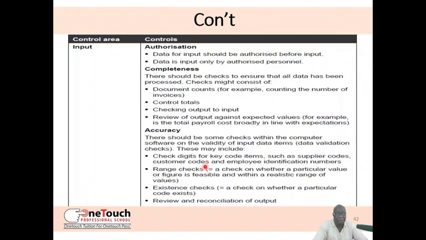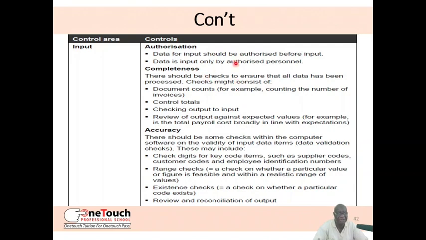Now, control areas as far as the application is concerned. Inputs. There should be proper authorization for what? All inputs. You should be authorized to capture the information on the system. So data for input should be authorized before inputs. Data is input only by authorized person. So if you are on the sales ledger, you can be allowed to what? So if HR wants to go and input sales information, the computer system should not allow him. That is the control measure there.